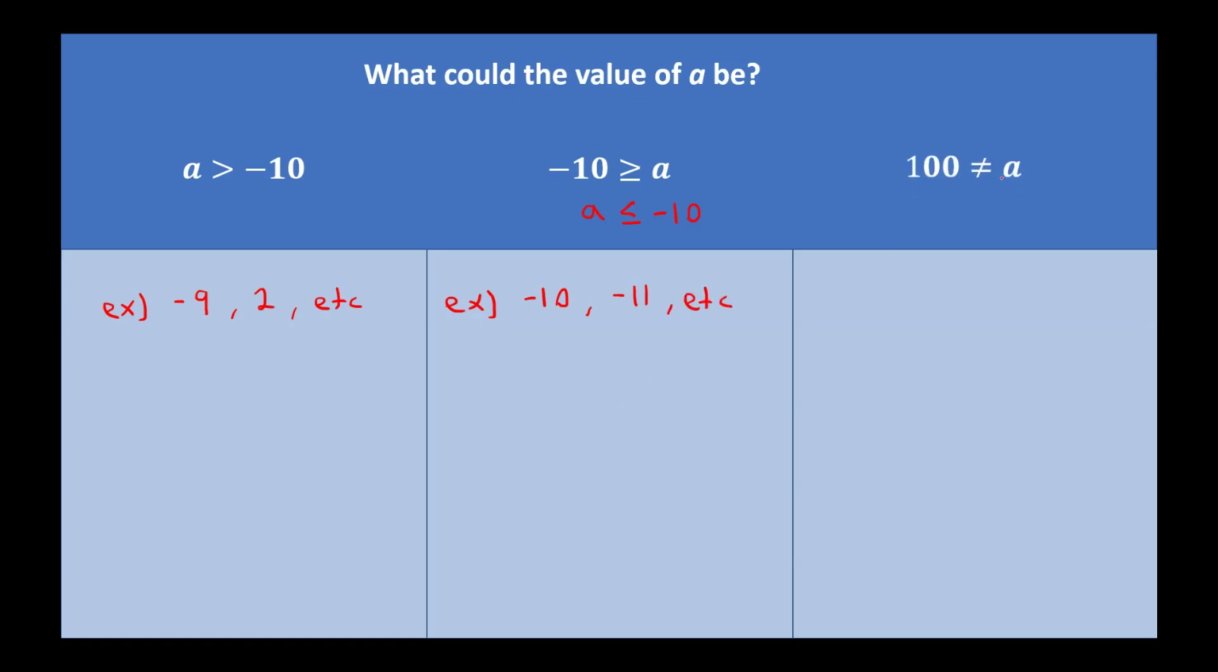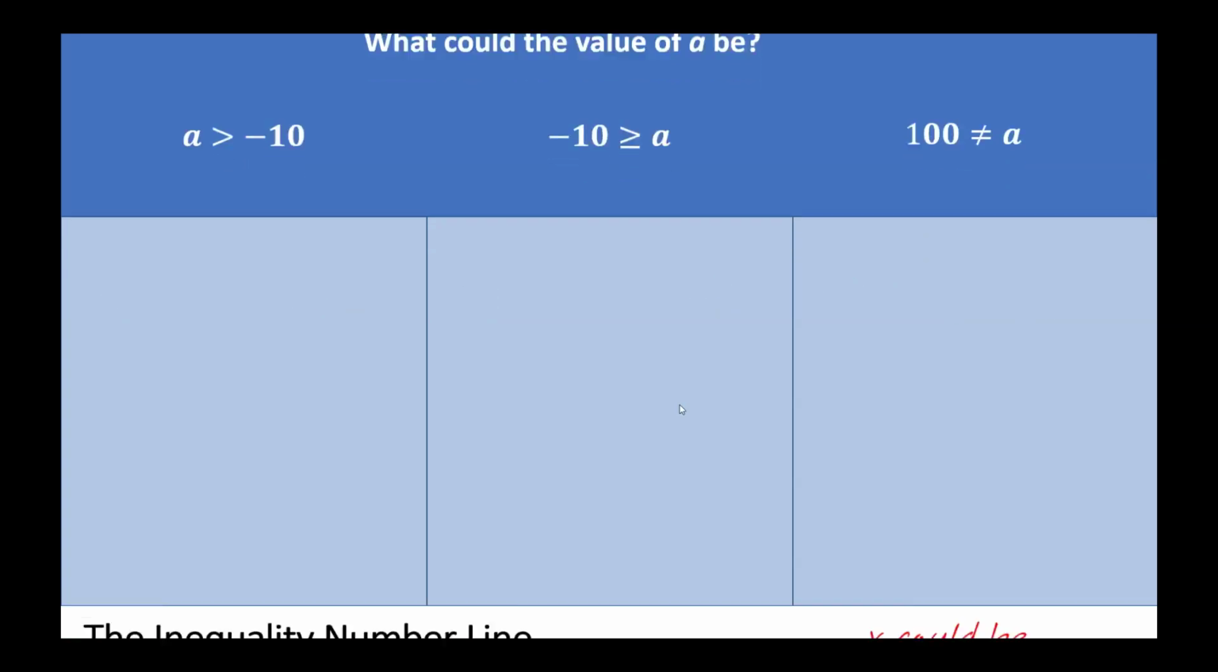And now a does not equal 100. So what values could I get? Any value except 100. So for example, 99, negative 4, etc. I can pick any value except 100.